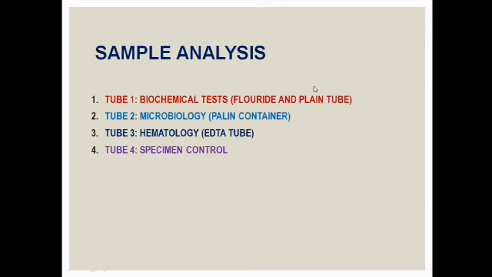For the first sample, about 1 ml is collected in the fluoride tube, and 2 ml we put in the plain tube, which has a red color top. The second sample, 3 to 4 ml, is subjected to microbiology tests, and it is collected in a container with a red color top. It's a plain container, it doesn't have any additives in it.